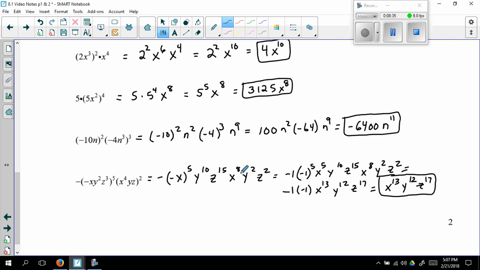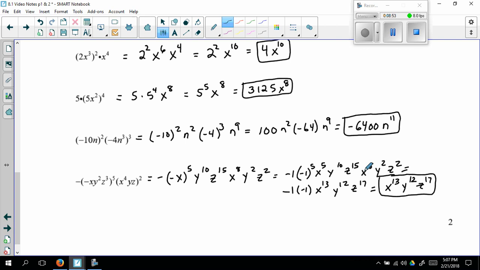Then I broke it apart just to make sure you're aware this negative is like a negative 1. So it's raised to the 5th power, and x to the 5th. And then I just kept everything. Now I evaluated negative 1 to the 5th power, which is negative 1 times negative 1 times negative 1 times negative 1 times negative 1, which is just negative 1.